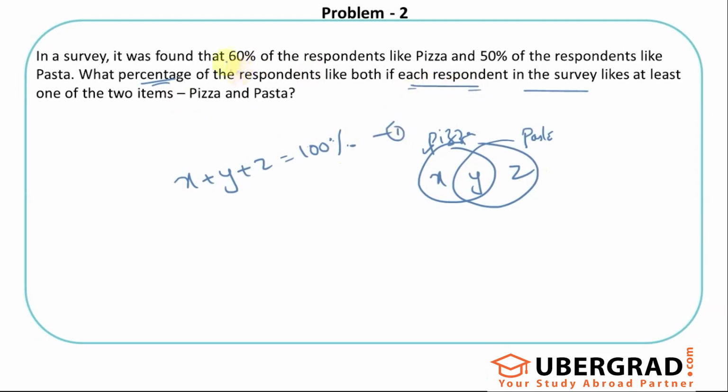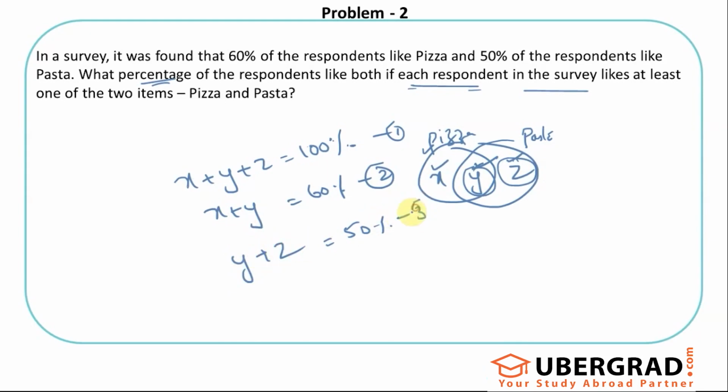What is the other clue? They said 60% of people like pizza. So what number of people is pizza, according to the variables? x is only pizza lovers and y is pizza and pasta. So I have to add both. So x plus y is 60%. And finally, pasta lovers is 50%, and that will be y and z, because only pasta lovers is z and both pasta and pizza is y. So y plus z is equal to 50%.